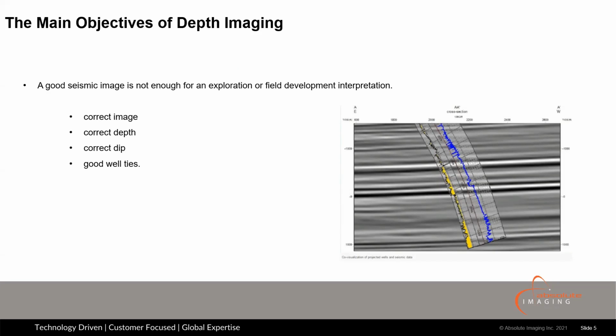Okay, the main objective for depth imaging shouldn't be just a seismic image that's a good image, right? It has to be the correct image as well. It has to reveal the correct dip, not the apparent dip that you have in the time domain. Then it should be the correct depthing, so the depth of the horizon should be correct. And if this is all good, you should have good well ties as well.